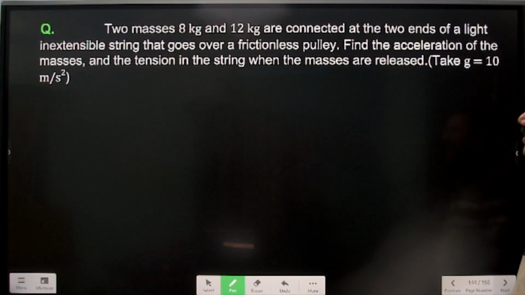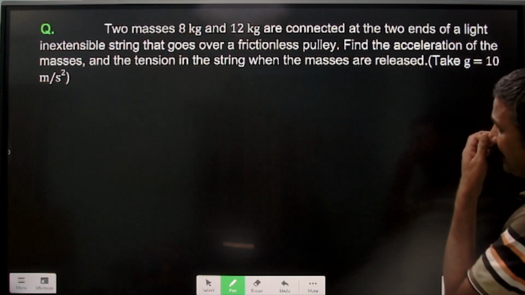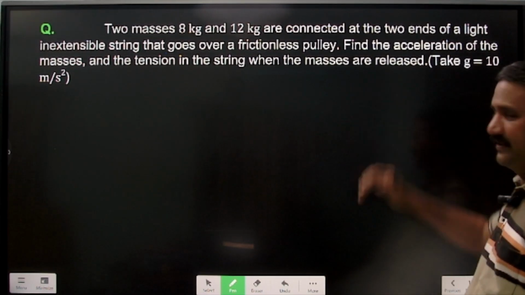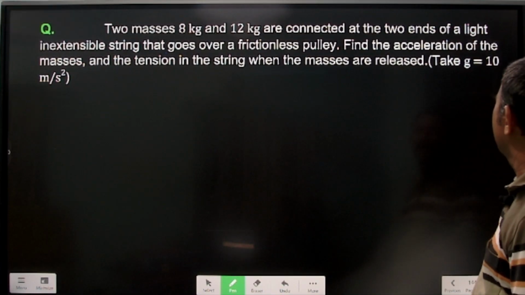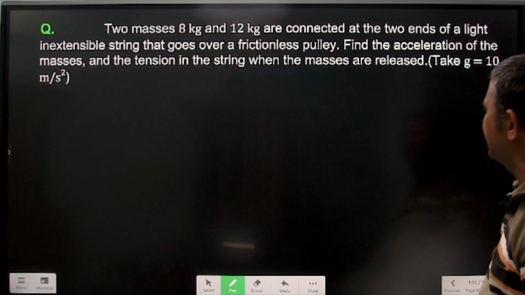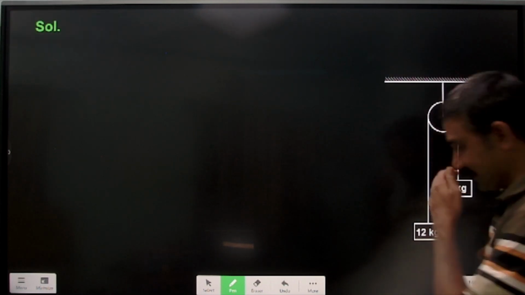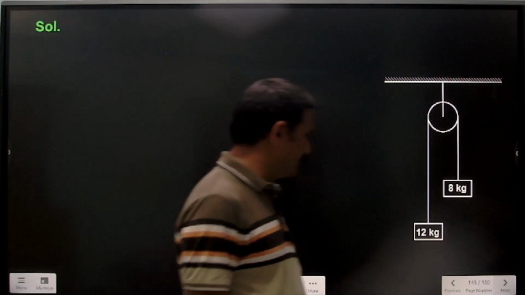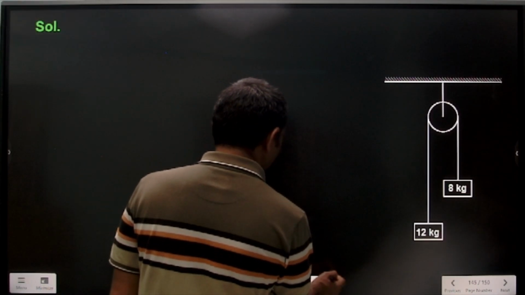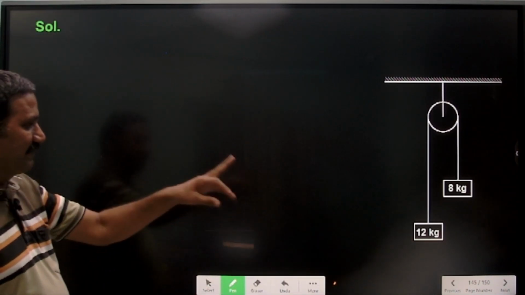Here two masses, 8 kg and 12 kg, are connected at the two ends of a light inextensible string that goes over a frictionless pulley. Find the acceleration of the masses and the tension in the string when the masses are released. So here this is 12 kg and that is 8 kg. First draw the free body diagram of the 12 kg and the free body diagram of the 8 kg.